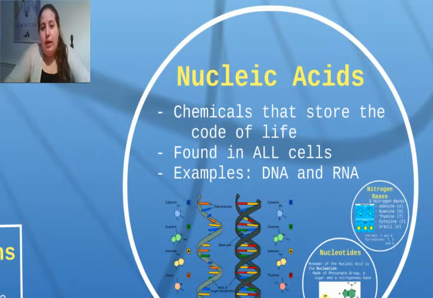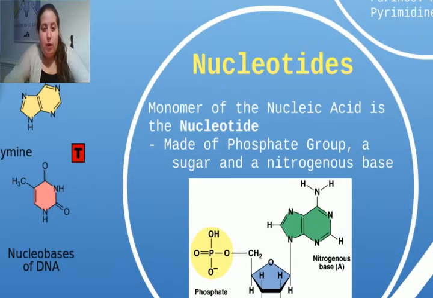All nucleic acids have a smallest unit, the smallest part of them, called a nucleotide. Their monomer is a nucleotide. And these nucleotides are made up of a phosphate group, a sugar, and a nitrogen base, as you can see down here. Phosphate group, just like in ATP, the same type of phosphate group, the sugar, and the nitrogen base.